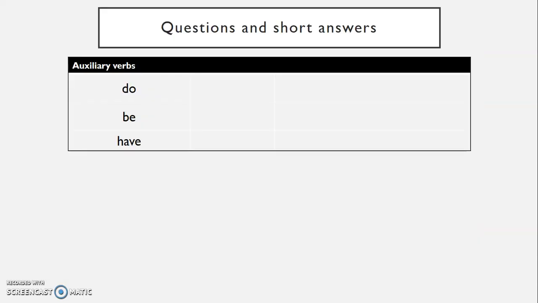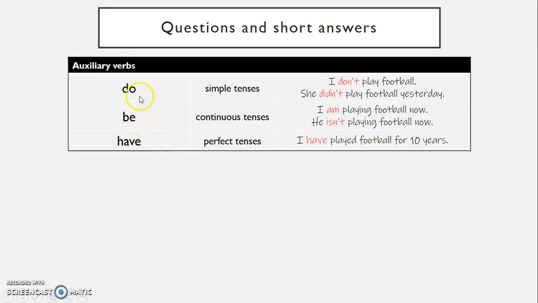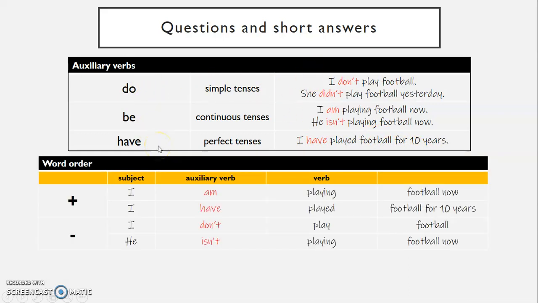So for questions and short answers, first we need to understand auxiliary verbs. There are a few in English, but these are the main ones: do, be, have. We use do for simple tenses, like present simple, I don't play football, and the past simple, she didn't play football yesterday. Be is am, is, are, and we use it for continuous, so things that are happening now. I am playing football now, he isn't playing football now. And have we use for perfect tenses. I have played football for 10 years. So these are the auxiliary verbs.